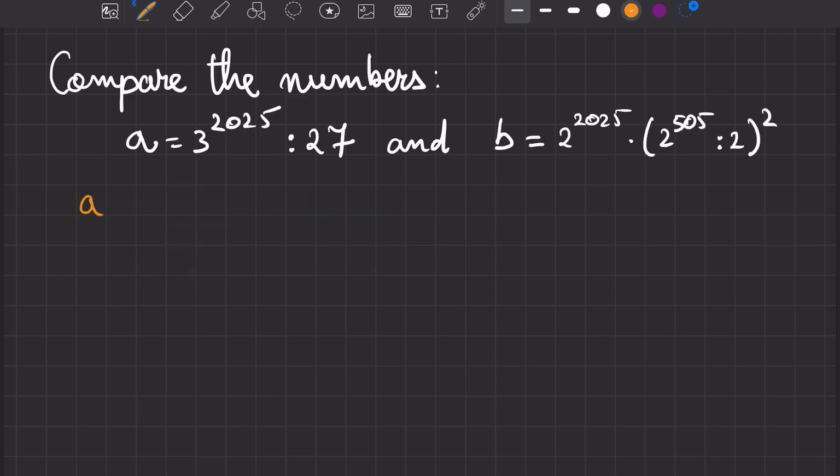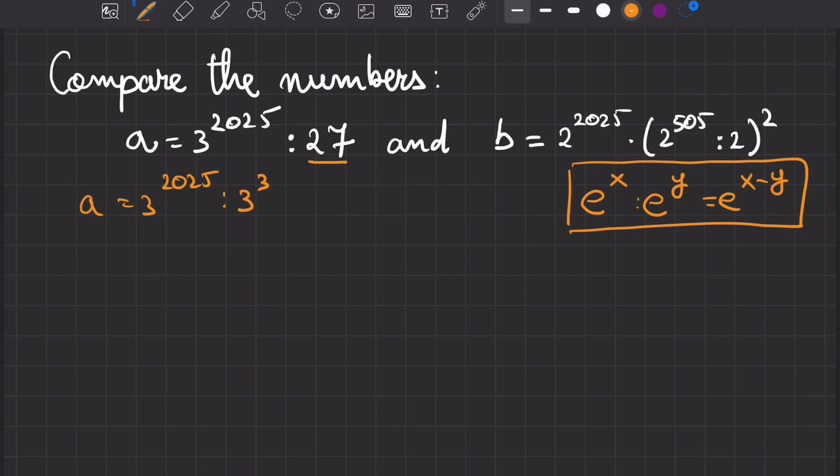A equals 3 to the power of 2025 divided by, we write 27 as 3 to the power of 3, and now we apply the following rule. If we have e to the power of x divided by e to the power of y, this is equal to e to the power of x minus y. And this is the quotient rule, which we will apply also later. And this is equal to 3 to the power of 2022. And that's it.